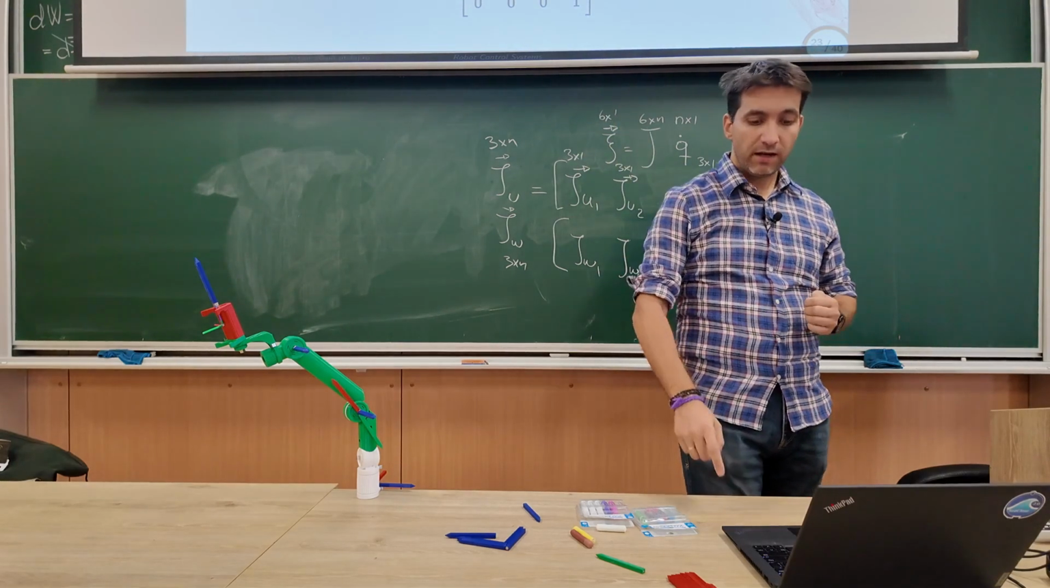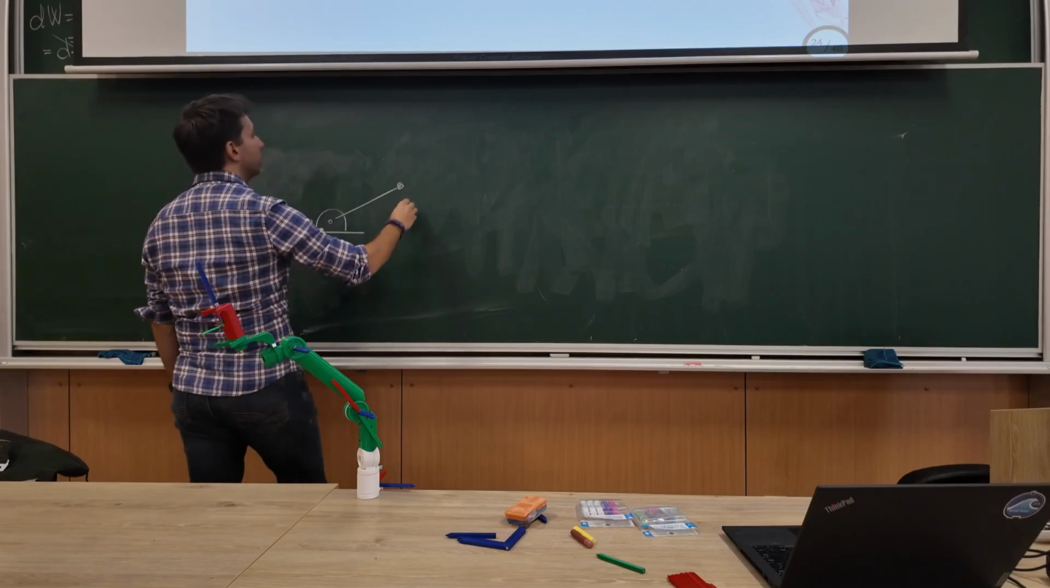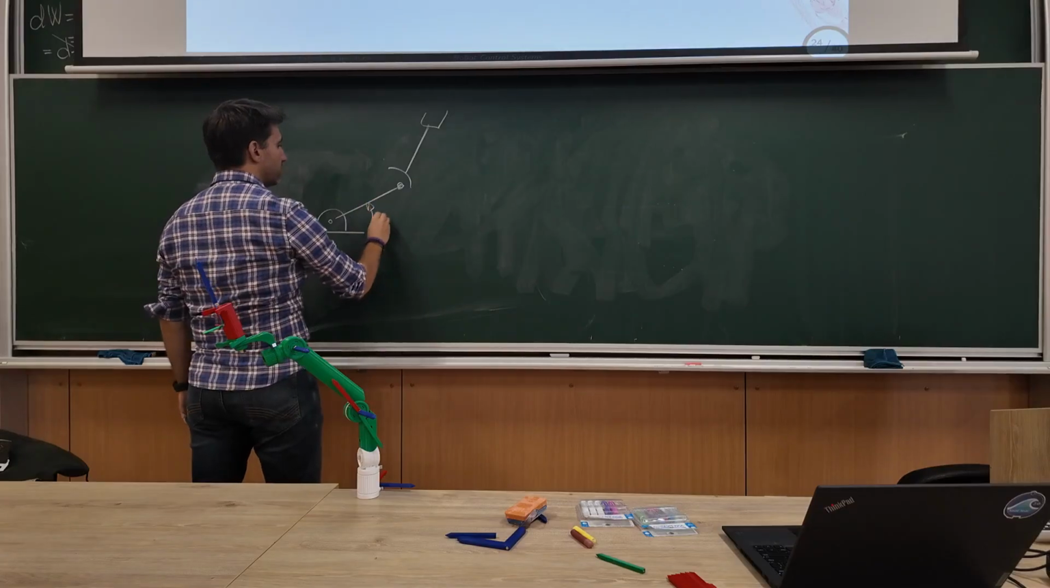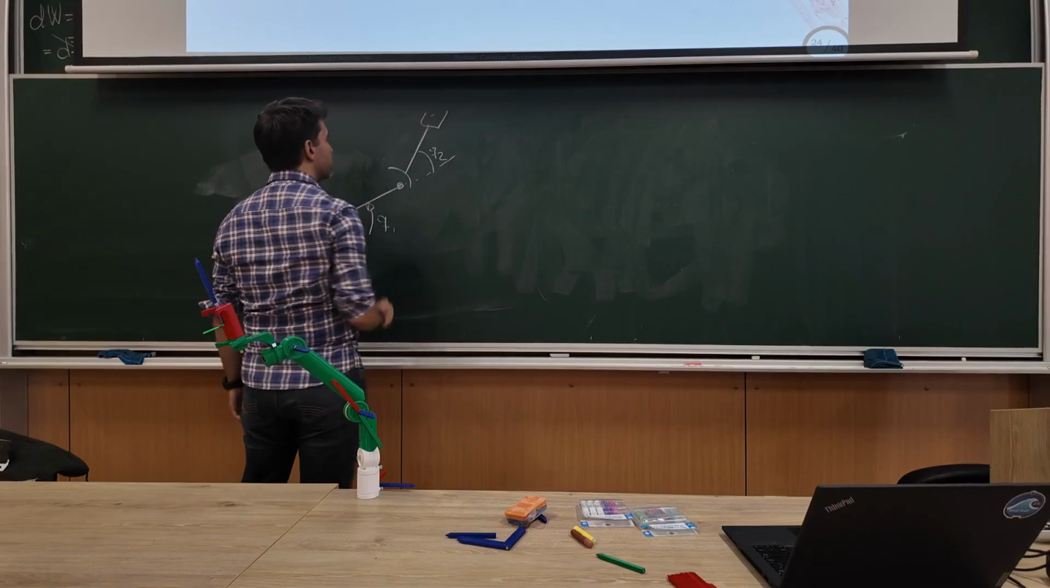All right? Let's see an example so we can get the feeling of what we do with the Jacobian as well. What does it tell us? So I have this robot, two joints, planar robot, so on the plane. I'll draw it here, so we have it. So this is Q1, this is Q2, and this is my end effector, right?